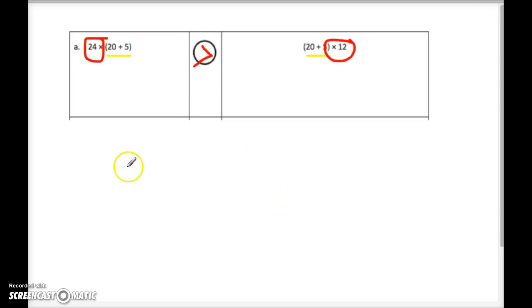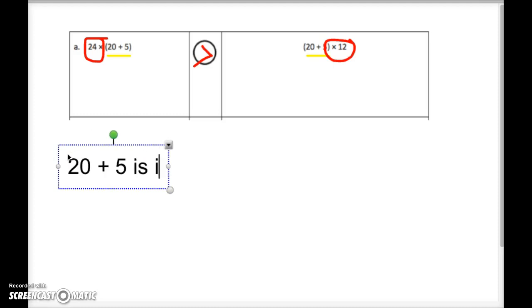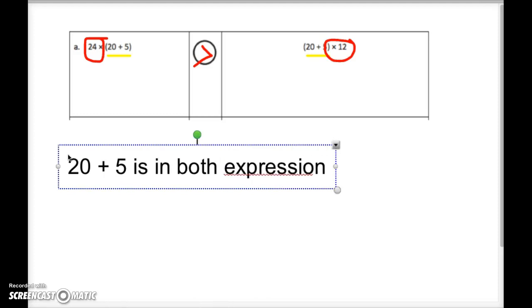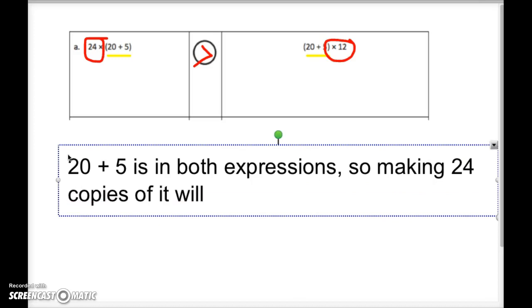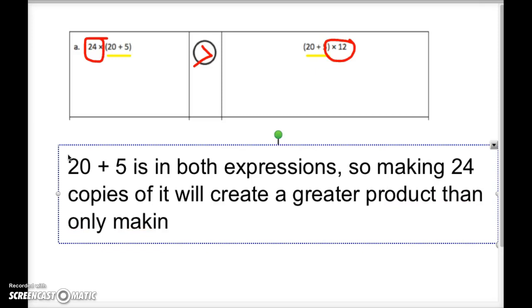Well, what does my explanation look like? I could say something like, and I'm just going to switch over to typing here because I think that'll be a little bit faster. 20 plus 5 is in both expressions. So making 24 copies of it will create a bigger, we're going to say greater because that's more appropriate, a greater product than only making 12 copies. Okay, so that's my explanation. This is the symbol that I put in. I didn't actually solve them.